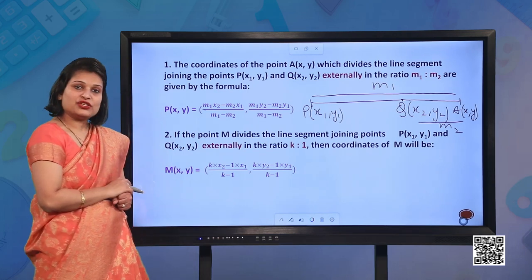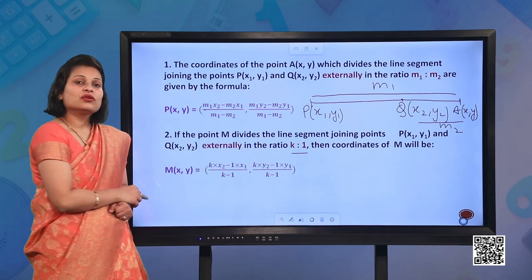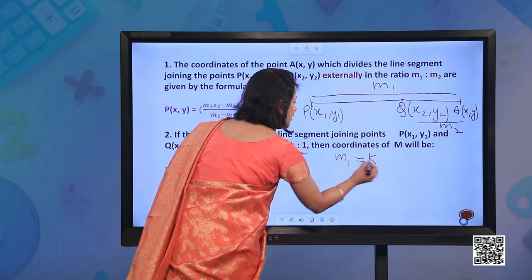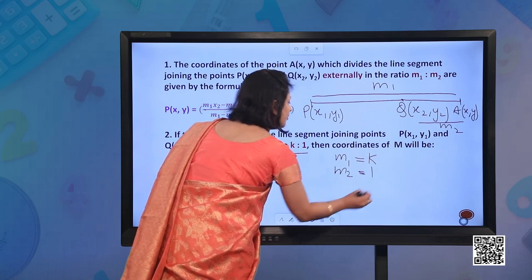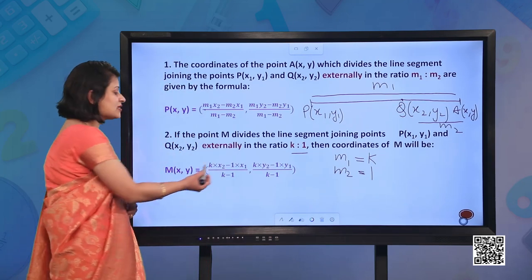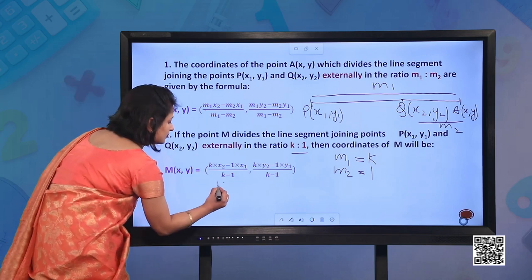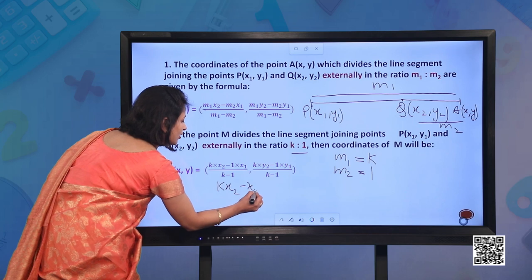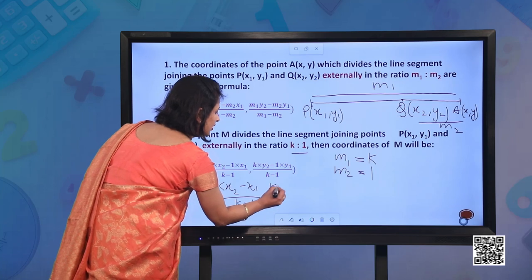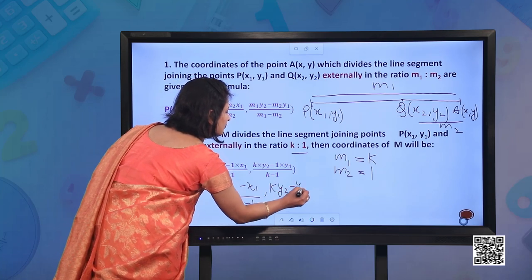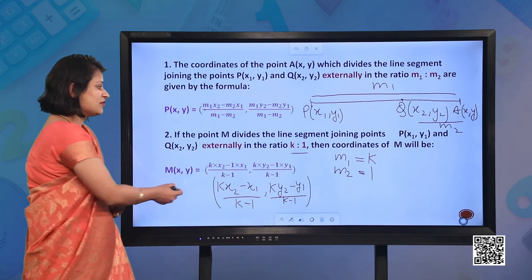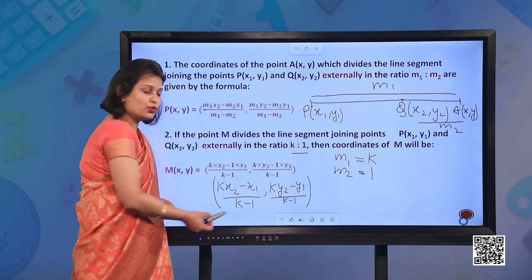Now, what will happen if the ratio becomes k is to 1? You have to simply replace m1 by k and m2 by 1. You will get this formula as (k x2 minus x1) upon (k minus 1) and (k y2 minus y1) upon (k minus 1). So, this will be the section formula if the ratio becomes k is to 1.